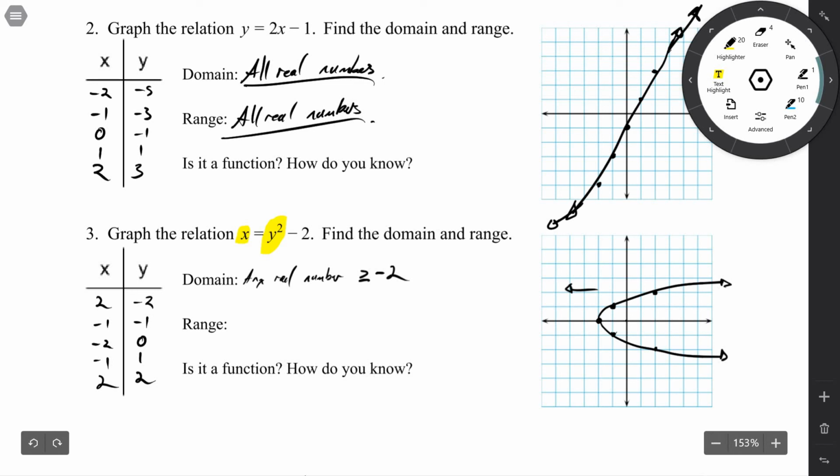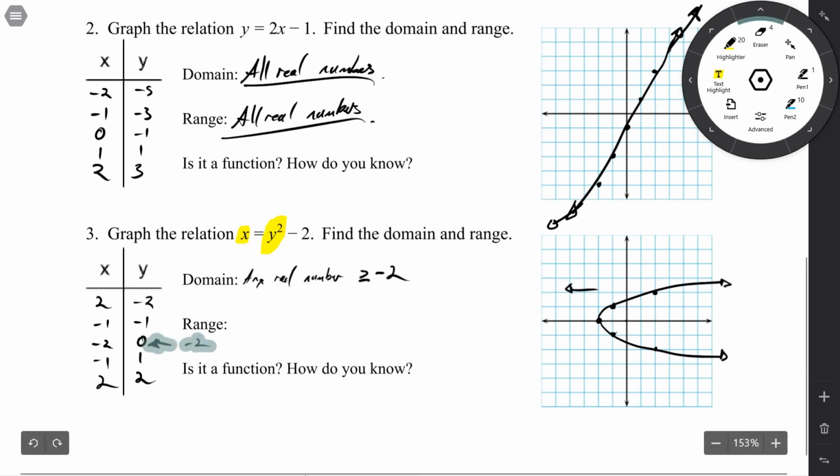We can see that here. If we plug in 0, we would get -2. But then once we add anything more or less than 0 as far as the range is concerned, we're going to start going positive again. So it's any real number that is greater than or equal to -2.